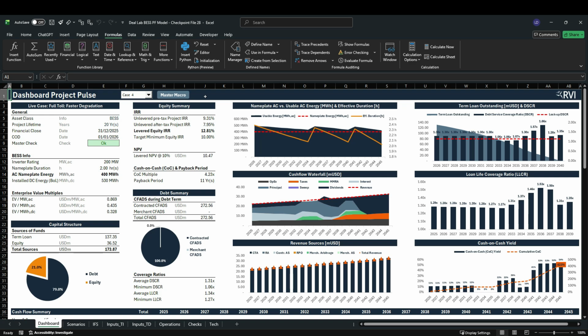In the previous lesson, we covered the full tolling cases. And what you can see on the dashboard is a stress test where the battery degrades faster than expected. That pushes the augmentation schedule forward, and you will notice that this can pull the DSCR concerningly close to 1.0 in the years before that earlier than expected augmentation kicks in.